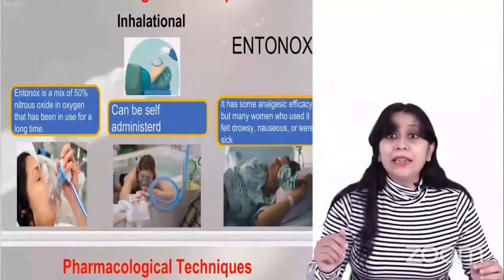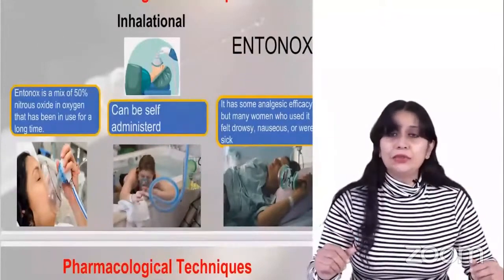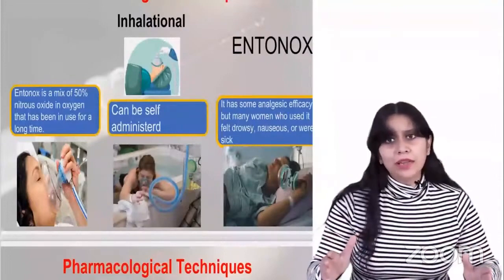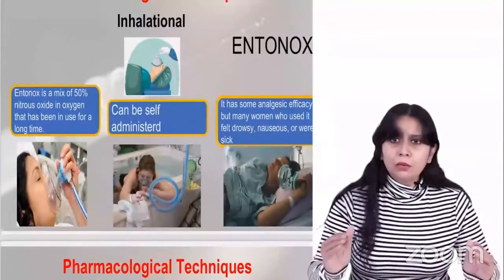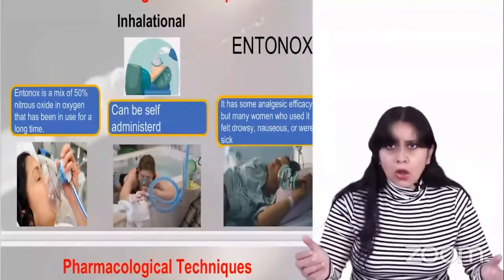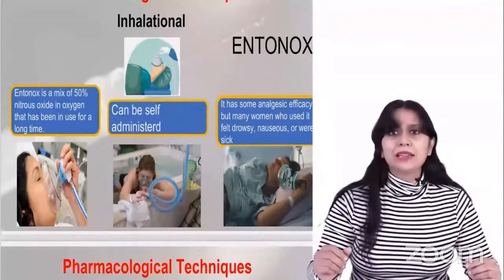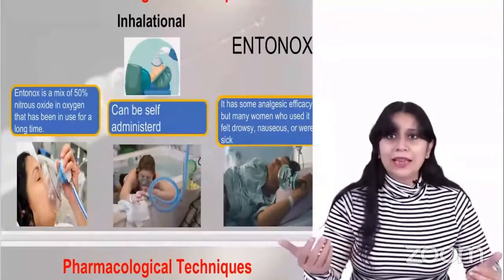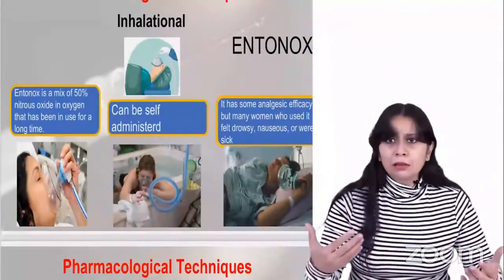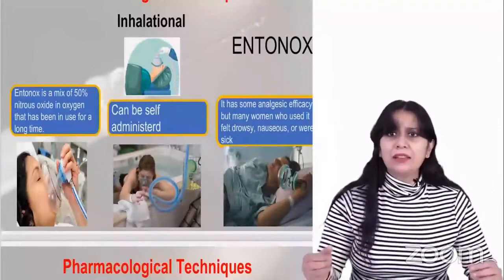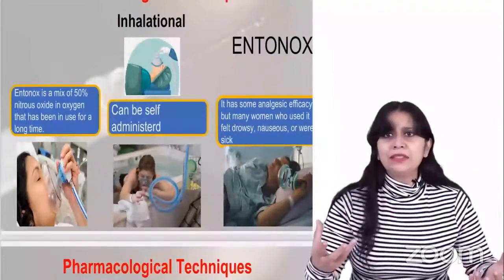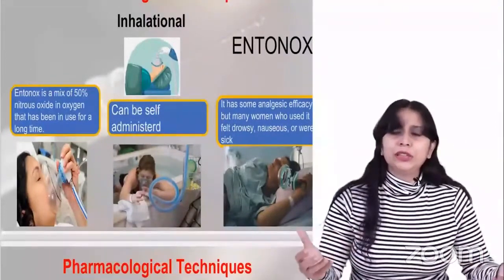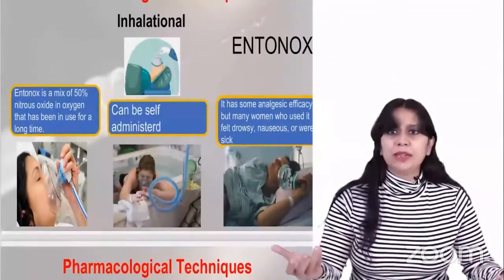From 1880, Entonox was introduced for labor analgesia. It's 50% nitrous oxide in oxygen. What is the benefit? We all know that nitrous oxide has analgesic property, so this was utilized in Entonox for labor analgesia. The second benefit is that it can be self-administered. When the pain comes, the female can take Entonox and get a little pain relief, become a little unconscious. And again, when the pain goes, she becomes conscious.